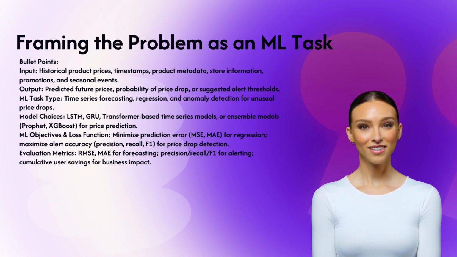6. Evaluation metrics. Finally, offline metrics like root mean squared error, and mean absolute error measure forecasting accuracy, while precision and recall measure alert effectiveness. For business impact, cumulative user savings can also be tracked, linking the machine learning model directly to its real-world value.